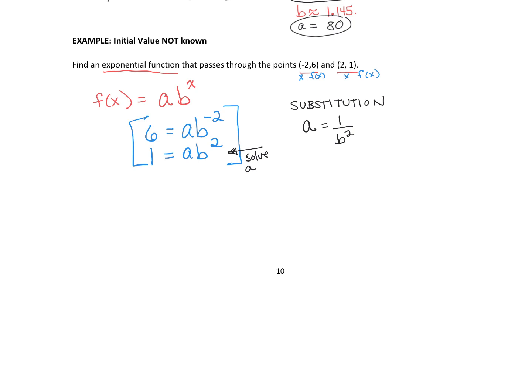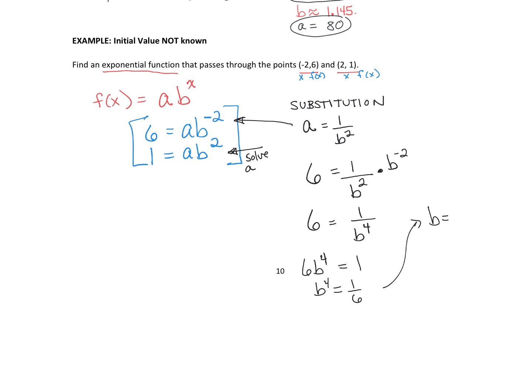And I'm going to plug that in to the first equation, and I will get 6 equals 1 over b squared times b to the -2, or 1 over b to the 4th, moving that b to the -2 down. So cross multiplying, I get 6 b to the 4th equals 1, or b to the 4th is 1/6, and b is the 4th root of 1/6.